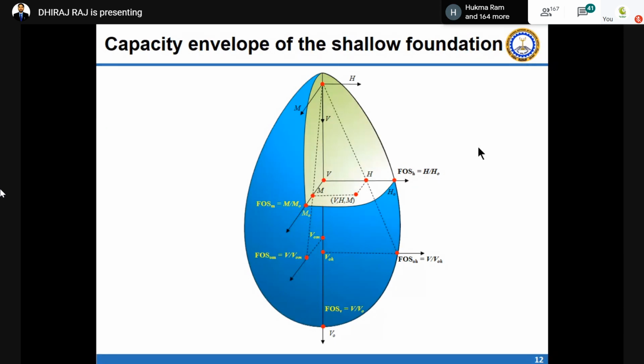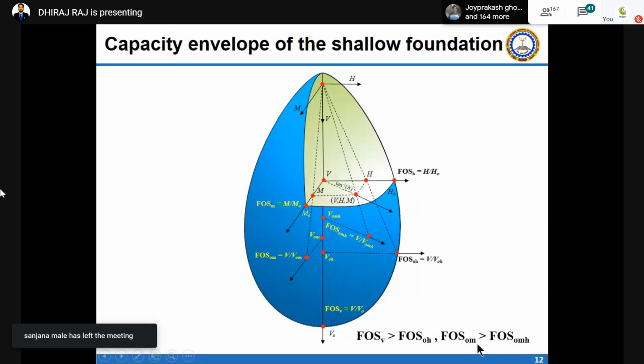But if you have all three combined loads acting together, you can see all these points, this VHM point is showing your vertical load, horizontal load, and moment in space. And what is your factor of safety? It is V naught MH. So here you can see that the vertical capacity is much greater than when vertical and shear act together, and it is much greater than the lowest factor of safety you will find when all the forces are acting together.